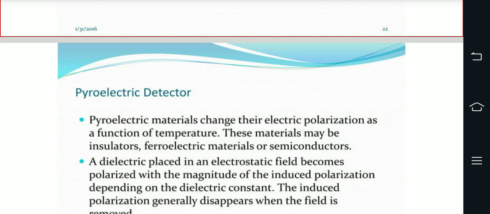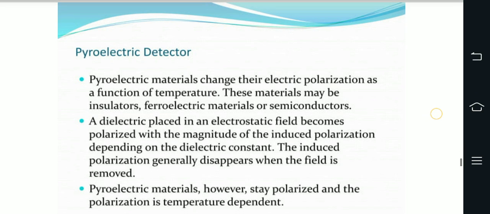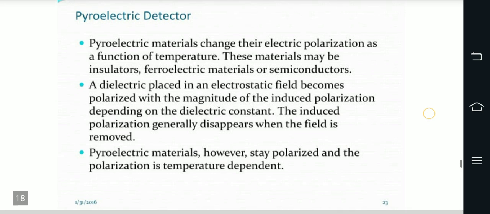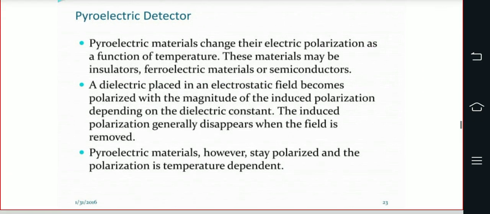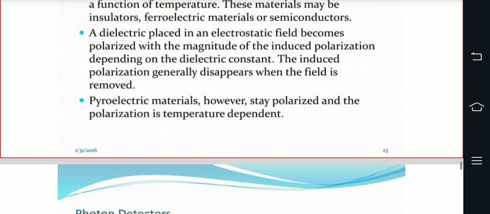Pyroelectric materials change their electric polarization as a function of temperature. These materials may be insulators. Pyroelectric materials are dielectrics; a dielectric placed in an electrostatic field becomes polarized with the magnitude of the induced polarization depending on the dielectric constant. The induced polarization generally disappears when the field is removed. Pyroelectric materials, however, stay polarized and the polarization is temperature dependent.